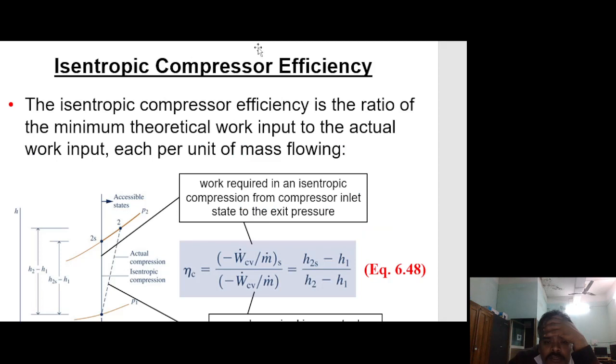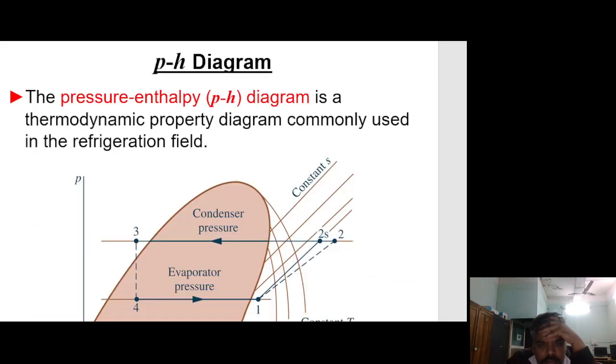Isentropic compression efficiency: the isentropic compression efficiency is the ratio of minimum theoretical work input to actual work input per unit of mass flowing. Here, the numerator is the work required in an isentropic compression from compressor inlet state to exit pressure, and the denominator is the work required in an actual compression from compressor inlet state to exit pressure.